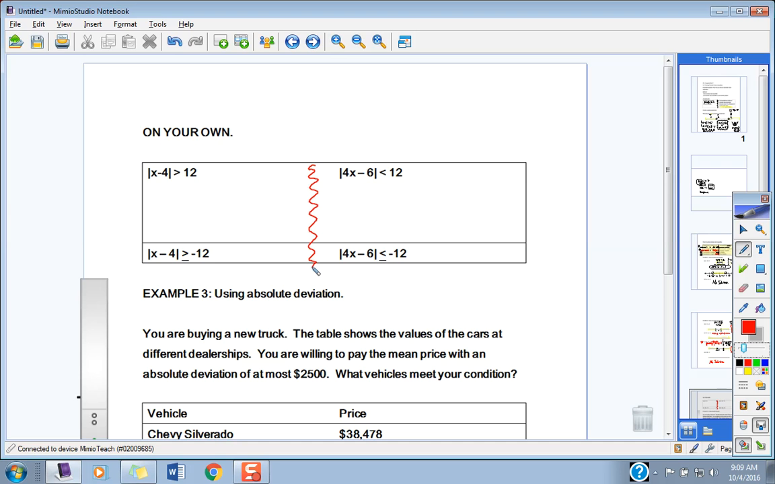Positive 12, right? So all you need to do is solve x minus 4 greater than 12. And then the other one you would solve would be x minus 4. How do I rewrite the second part of this? Change greater than to what? Less than. Change positive 12 to what? Okay, when I solve these, I get x greater than 16. And I get x less than negative 8.